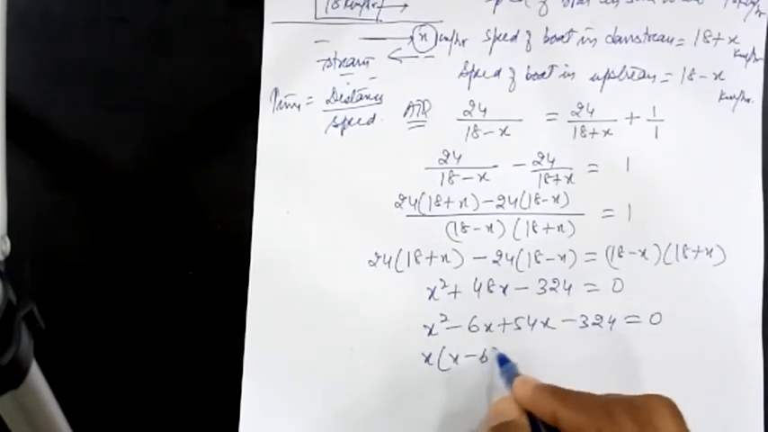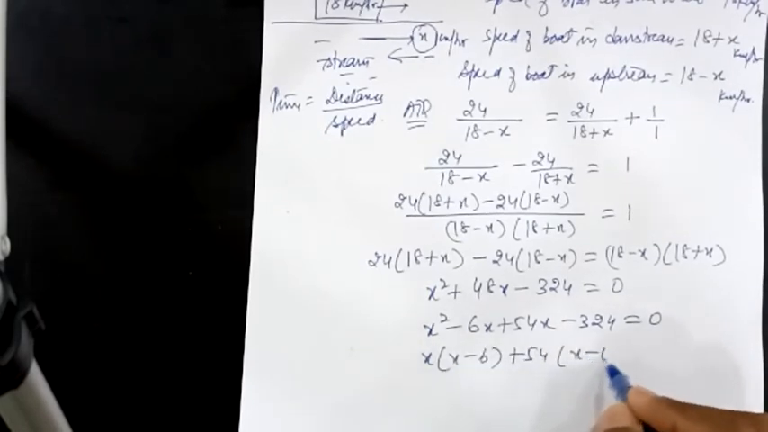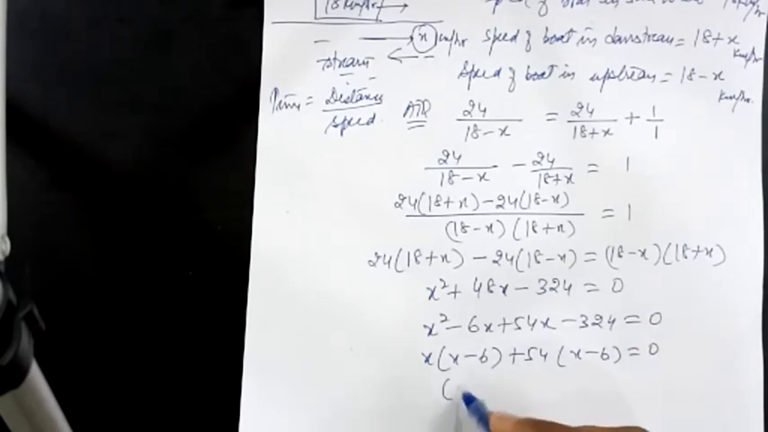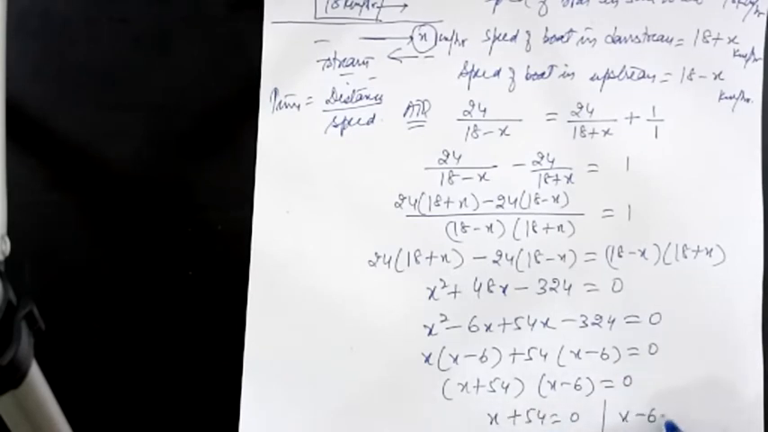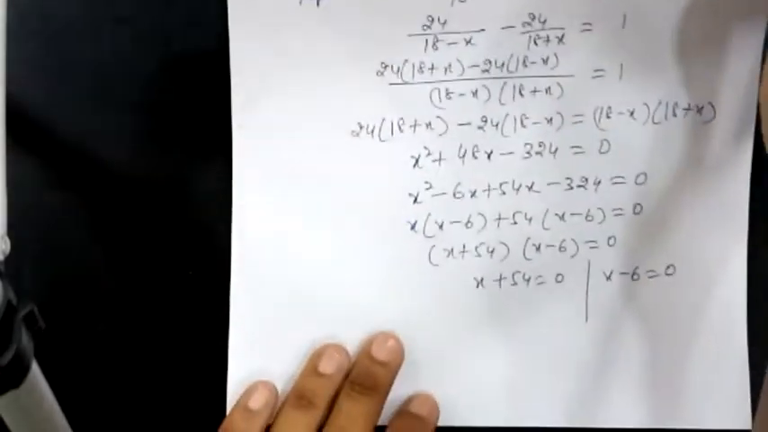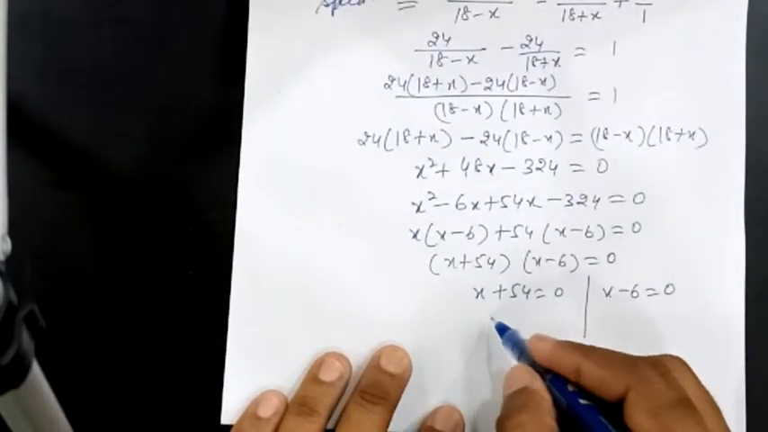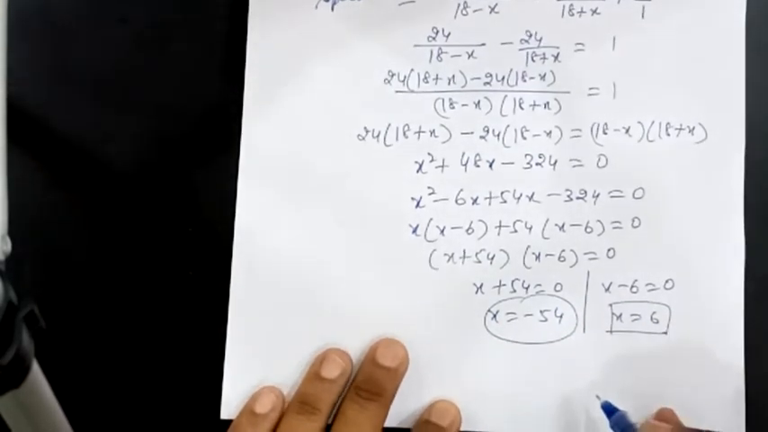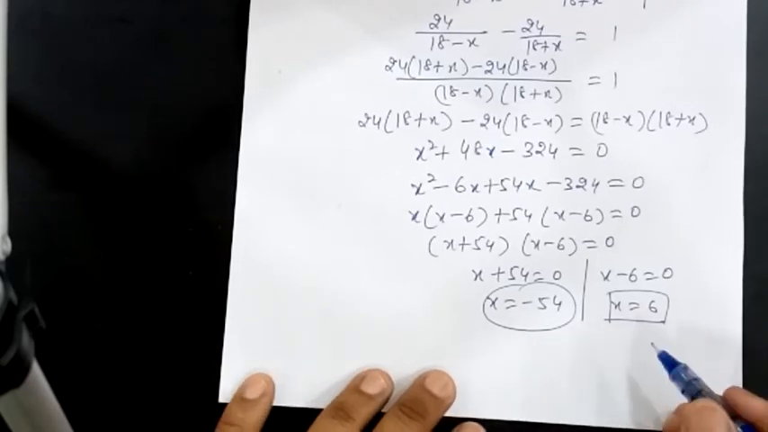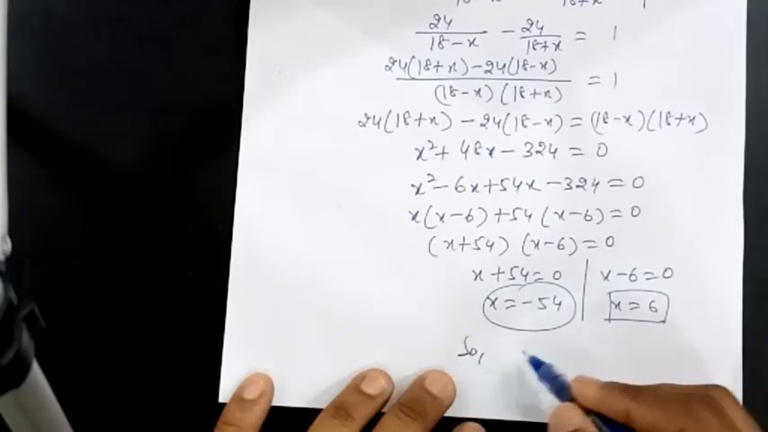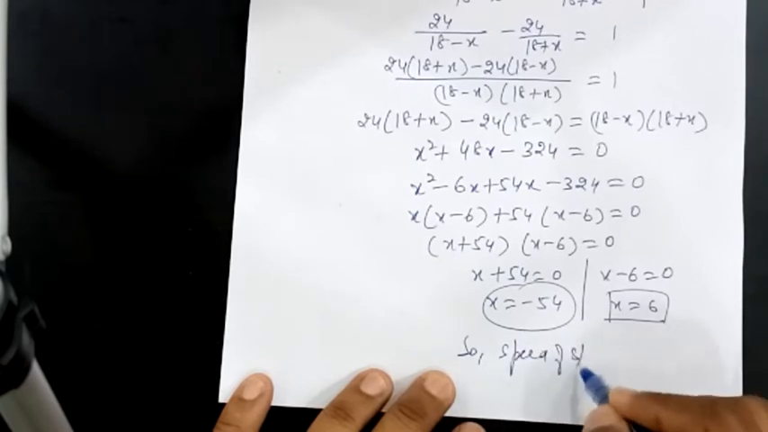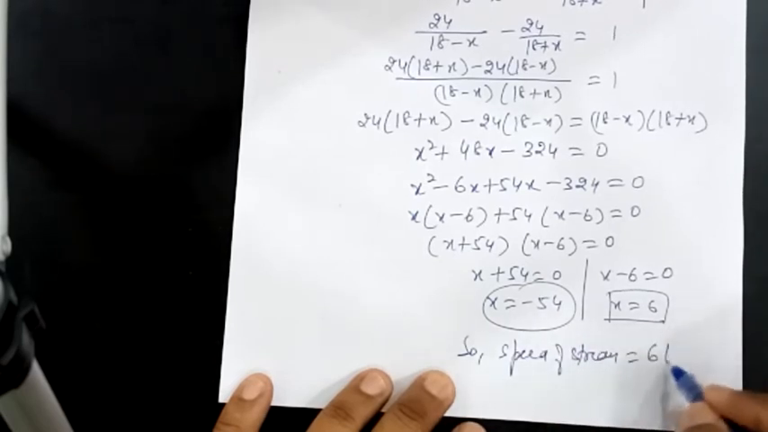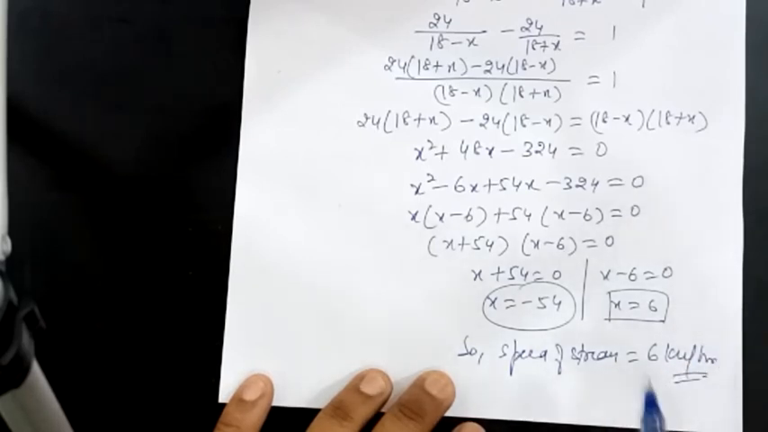x minus 6 plus 54, x minus 6 here. So x plus 54 and x minus 6, both factors are there. So you get x plus 54 equal to 0 or x minus 6 equal to 0. So x will be equal to minus 54, or x is equal to 6. Just ignore the negative value because speed can't be negative. So what is the answer? The speed of the stream is x, that is 6 kilometers per hour. Very simple.